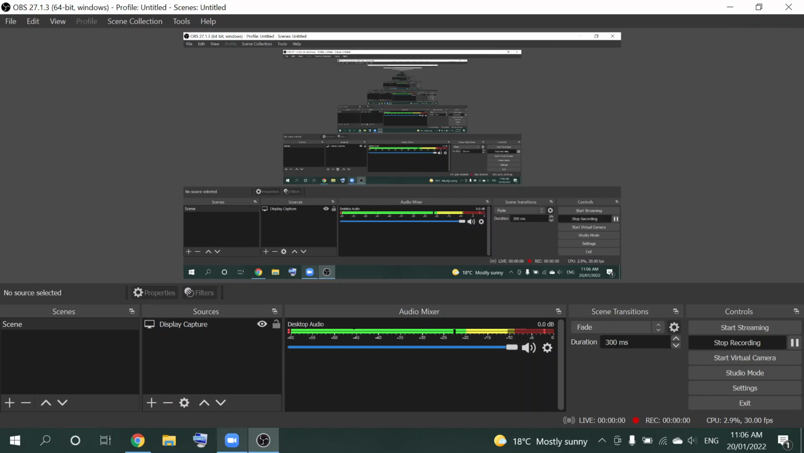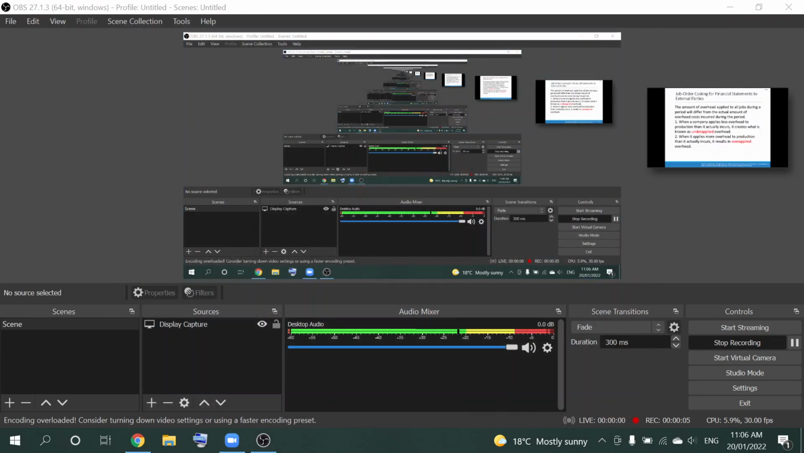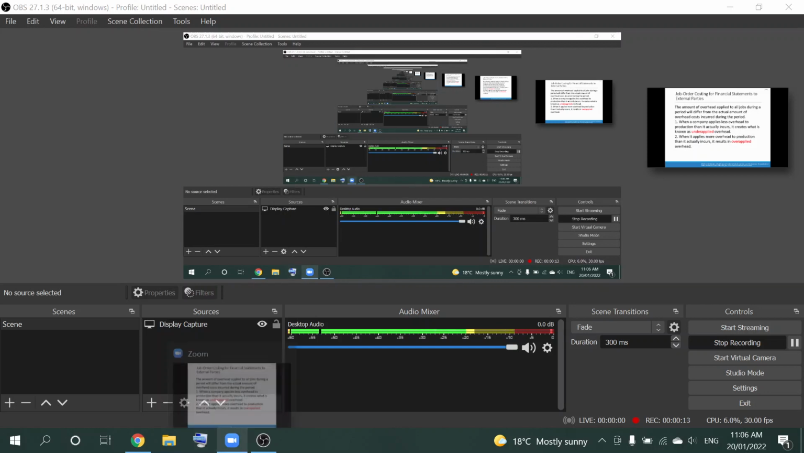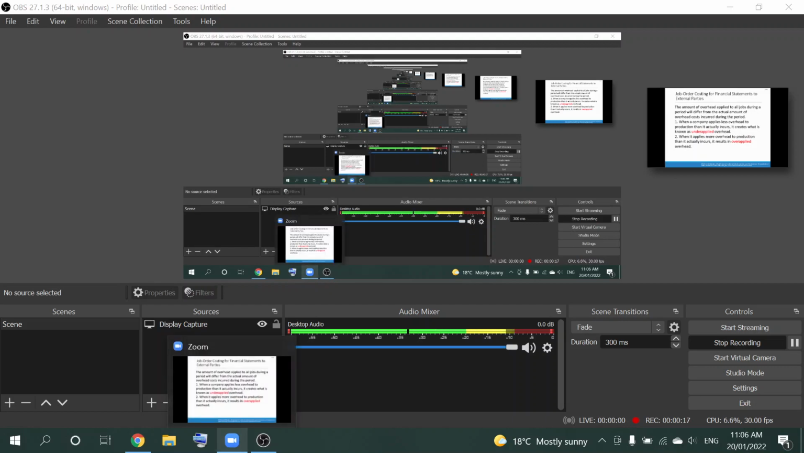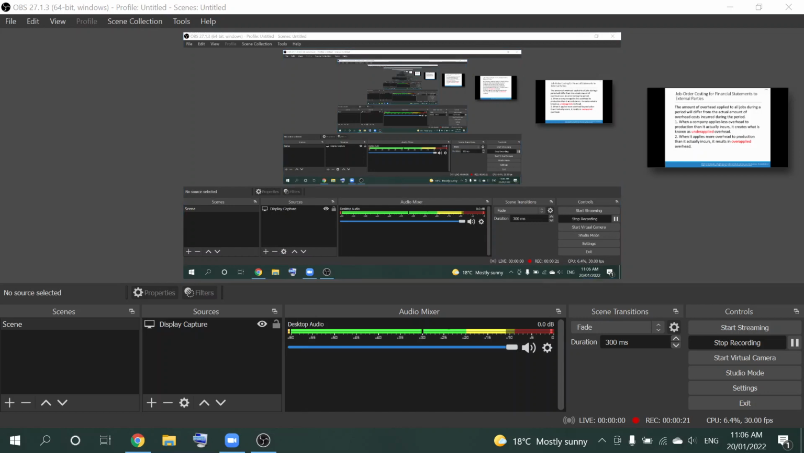have been able to apply all of our overhead expenses. So there is a kind of under applied overhead. So if we have the under applied overhead, that is one situation, and another situation is if we apply more overhead expenses than what it actually incurs.